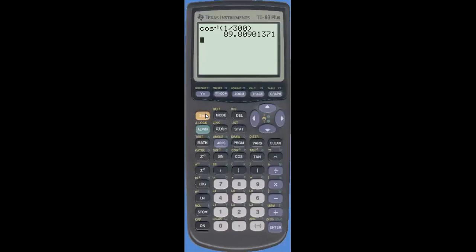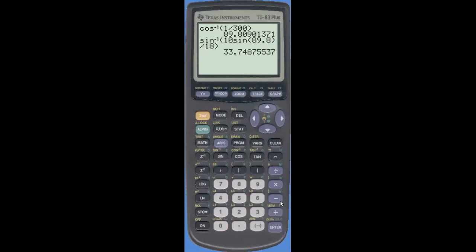So inverse sine of 10 times the sine of 89.8, close the parentheses, 89.8. That probably wouldn't even have made a difference in rounding to the nearest tenth, but let's be careful. Divided by 18, close it. And we get 33.7 rounded to the nearest tenth.